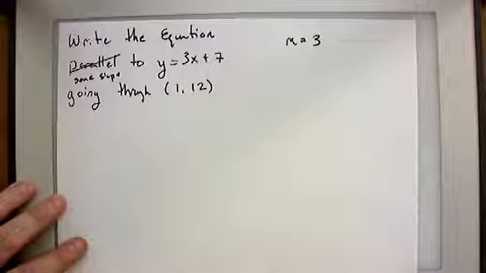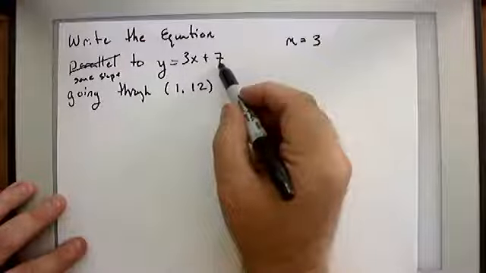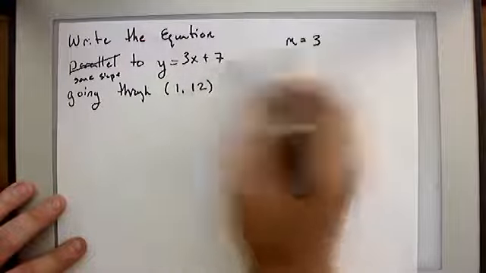Okay, so my slope is 3. Now, is my y-intercept 7? No, because if my y-intercept was 7, then you'd have the exact same line.